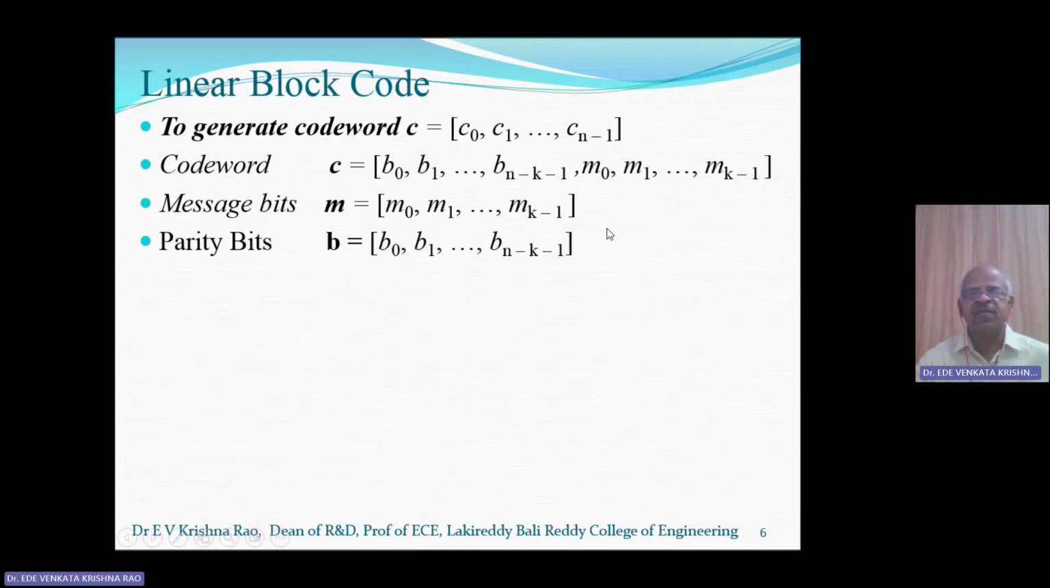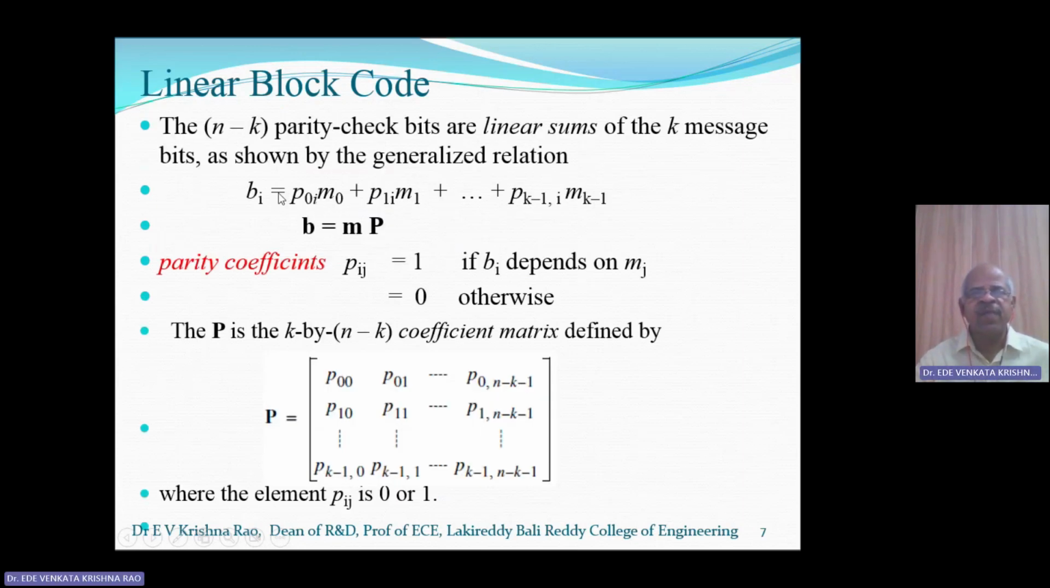This is the structure of the block code, which we represent as code word c0, c1, c2, up to c(n minus 1). This is an n-bit code word. In this code word, there are b0, b1, b2, up to b(n minus k minus 1), the n minus k parity bits, and m0, m1, m2, up to m(k minus 1), the k message bits. We represent message bits and parity bits as m and b separately for understanding, and the parity bits can be added on either side.